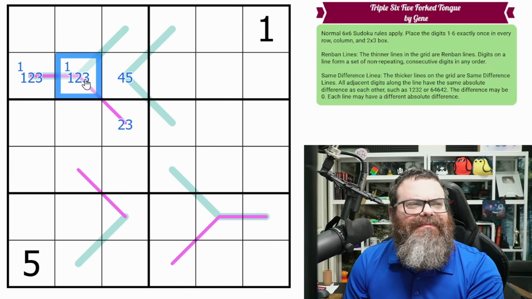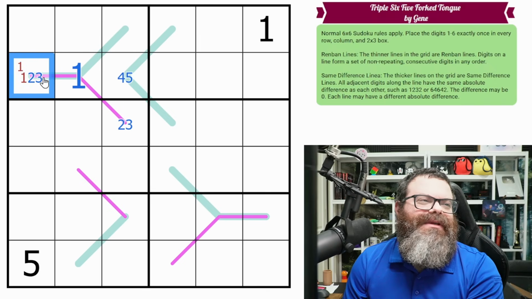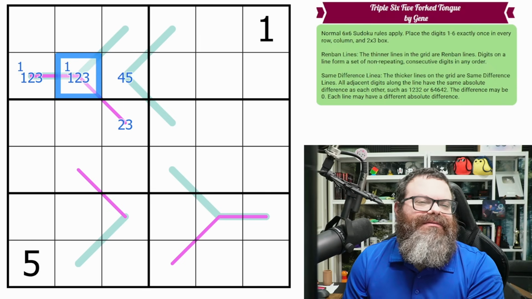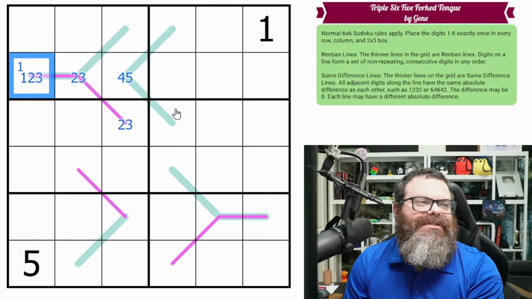I don't think this can be a 1. Yeah, for the same reason that can't be a 1. If this was a 1, then we would repeat the same digit on both ends here, and they'd be in the same box. So we can just place the 1.